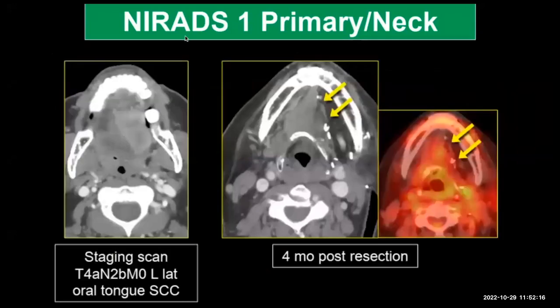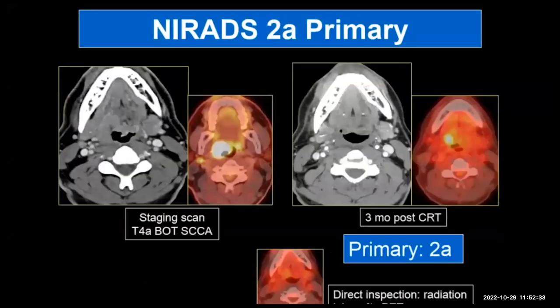Another case of NIRADS category 1, where it's a post-operative case of carcinoma of the tongue. There are some surgical staples over here, and there is subtle linear enhancement, and this is a post-operative case, and there is no uptake on the FDG. This is a NIRADS category 1 case again.